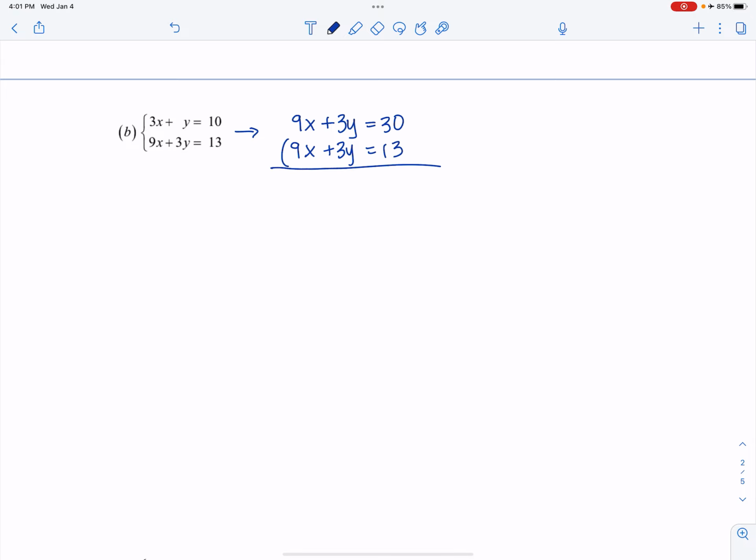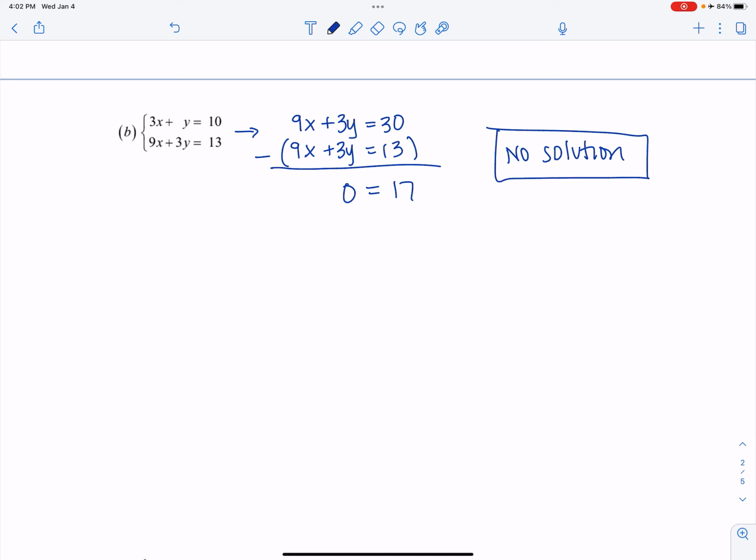And I'm going to subtract these two equations. So 9x minus 9x gives me 0x. 3y minus 3y gives me 0y. So I have 0 on this side. 30 minus 13 is 17. Now we have a weird situation here. 0 equals 17. We know that's not true, so this is no solution. Zero cannot equal a number because it's 0.